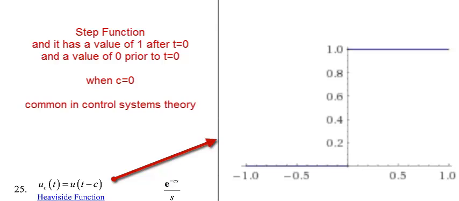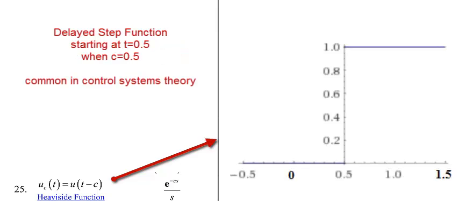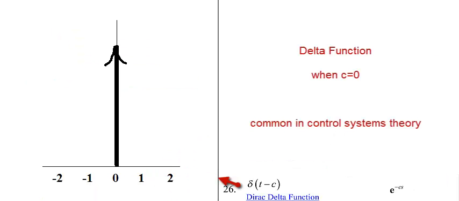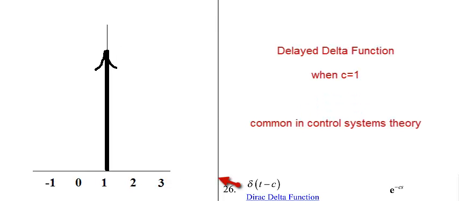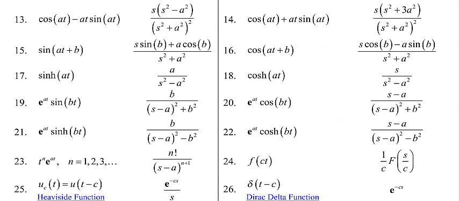at 0. Here's the Heaviside function at 0.5 seconds and the Dirac delta function at 0 seconds. It has a width of 0 and a height of infinity and an area of 1. Here's the delayed delta function to 1 second. And this finishes selected formulas from 13 through 26.